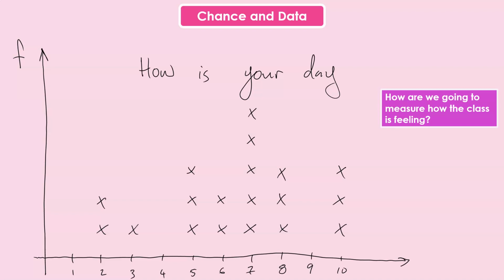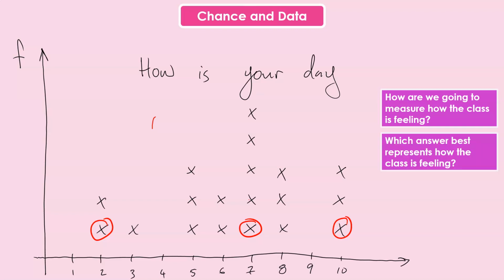How are we going to measure how the class is feeling? So looking at the graph, how do we think the class is going? Now, the key thing I would say is if we're going to use a value, whose value best represents how the class is going? And I think most of us would answer the question by saying that center one is the best representation of how the class is going.